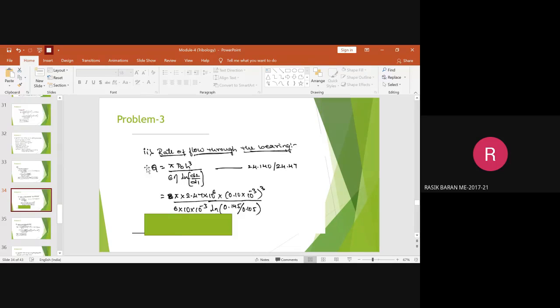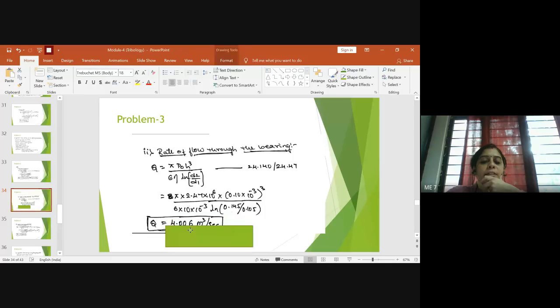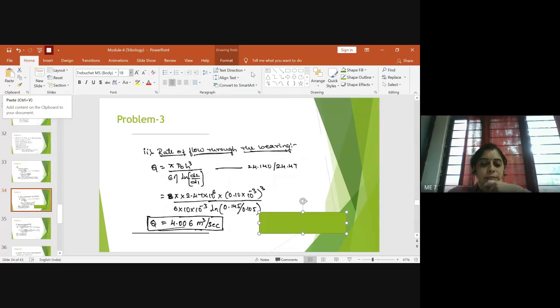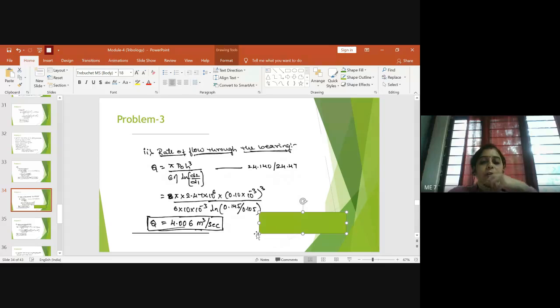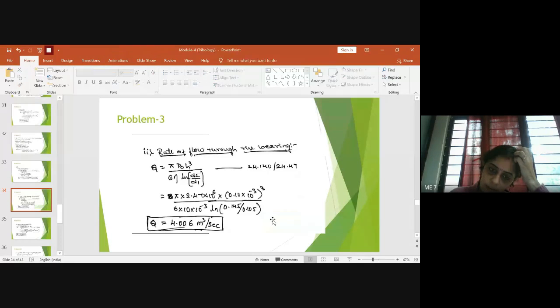3.99 into 10 raised to minus 4. Yeah, 3.99. Here it is shown as 4.00. This variation will come because for us, the value of P naught we got was 2.46 instead of 2.47. And hence, write down the same value that you got. Please let me know. 3.9986. Okay. So others also, did you get the same answer?